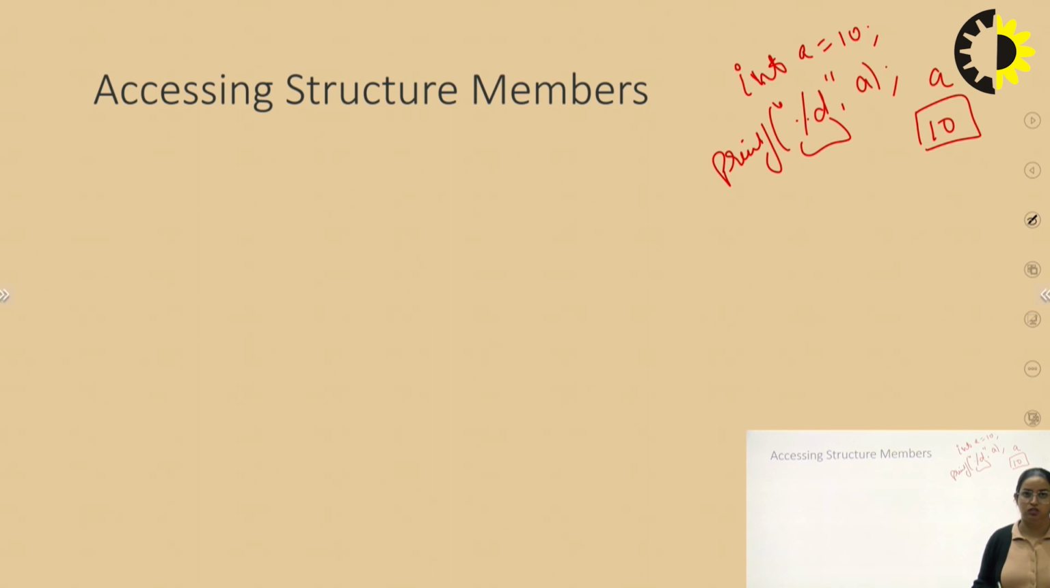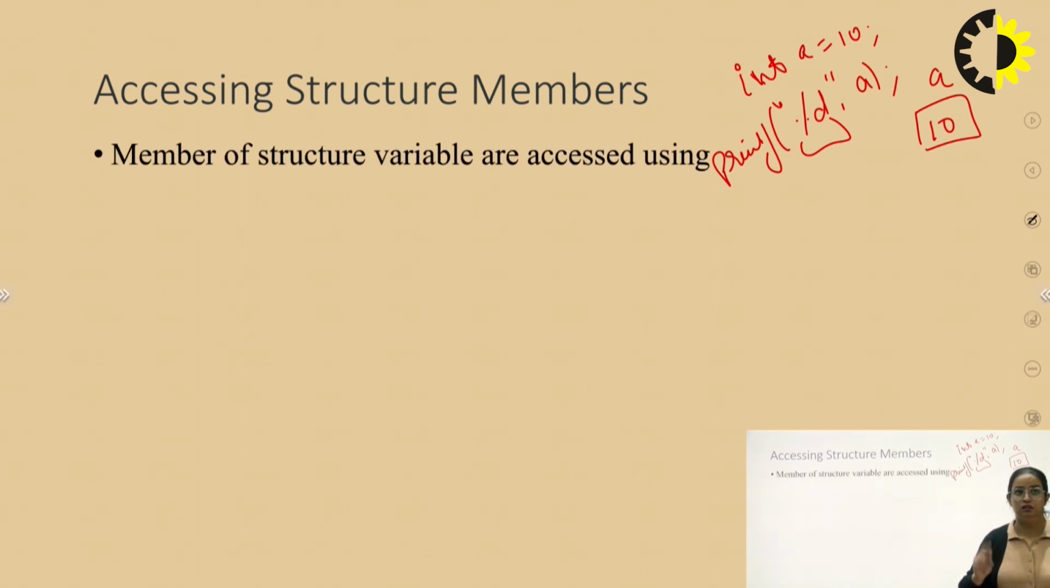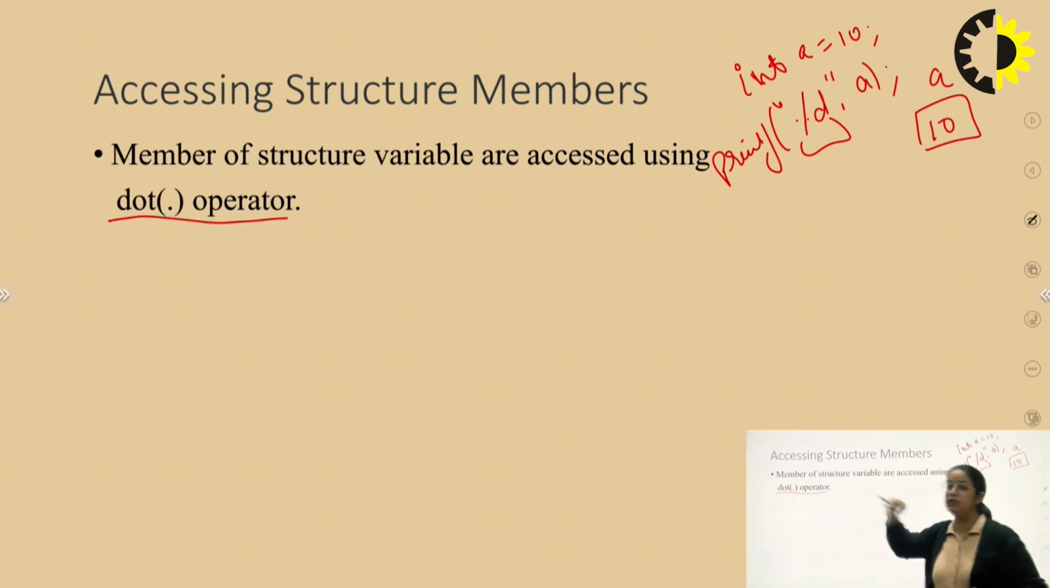But in a structure, we need a special operator, that is the dot operator. This is very important in your structure. With the help of this dot operator, you can easily access the element. This is the mandatory operator for accessing the element of the structure.